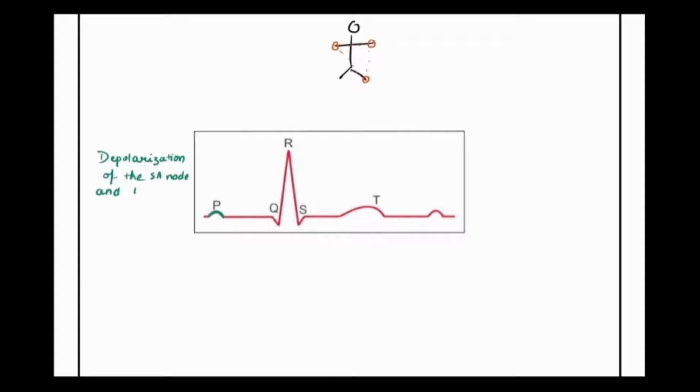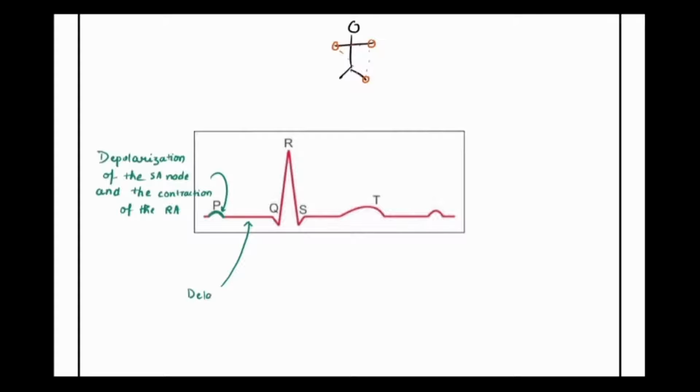And with the depolarization, what comes up? The depolarization makes the contraction of the right atrium. So when the SA node is firing, giving the electrical impulse, the right atrium contracts. So this is the P wave. Now you can see after the P wave, there's this little flat line. So this is the delay.